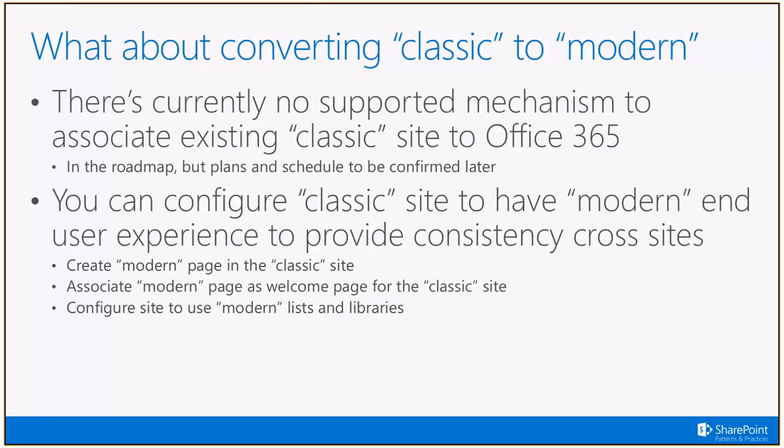And essentially what you do is that you create a modern page in, in quotes, a classic site. You associate that modern page to be a welcome page on the classic site using an API. So that's an API level operation, because that's not exposed within the UI. And then you configure the site to use the modern lists and libraries. At this point, that site looks like a modern site, even though it's not associated for the time being to any existing Office 365 group.